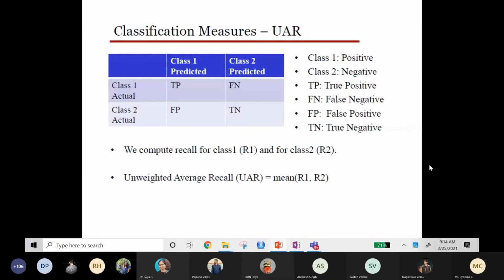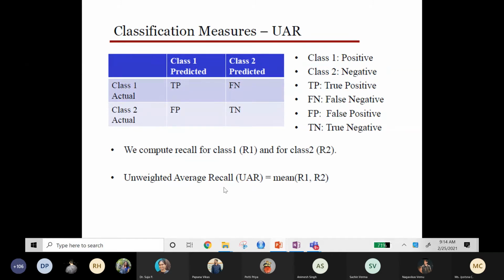Okay, so the one more measure we have is unweighted average recall, and this precision and recall, actually this true positive, true negative, false positive, false negative, all those things, when we consider the classes as yes or no. Okay, so that is class 1. It can be any other class. It may not always be yes or no. It can be some other classification, like class 1, class 2. This is a general way of representation.